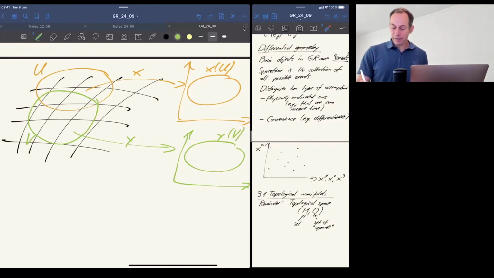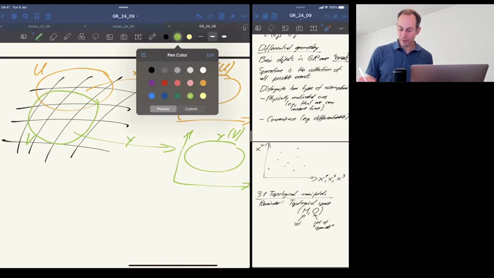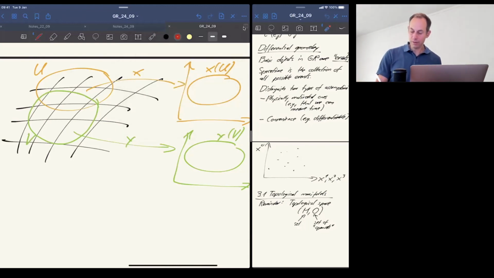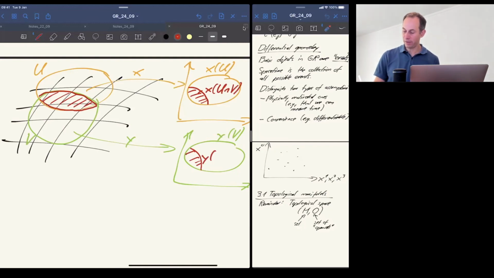Then, in this case, I also have an overlap. So let me indicate it by red color. So this is an overlapping region. And of course, this overlap will also be mapped here to something here and something here. So the red thing here is X of U intersected with V. And this is Y of U intersected with V. And this here is just U intersected with V.